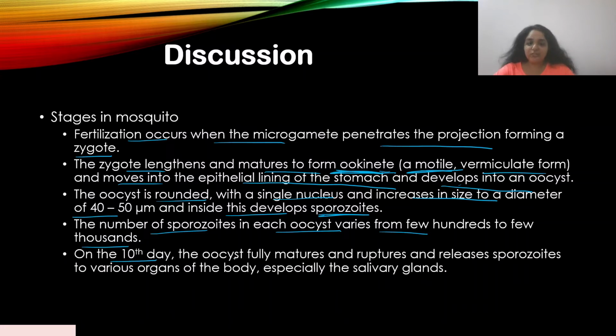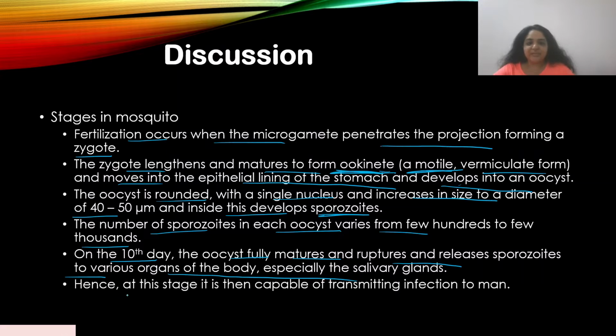Now on the 10th day, the oocyst fully matures and ruptures and releases sporozoites to various organs of the body, especially the salivary glands. So that's where the sporozoites then enter the salivary glands of the mosquito. The sporozoites are the infective form for us, which causes malaria. They go to the other organs, but mostly settle in the salivary glands of the mosquito.